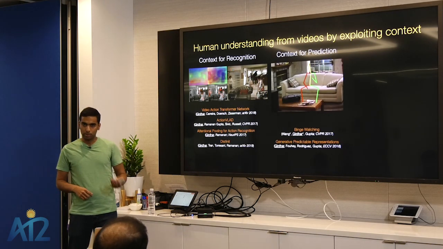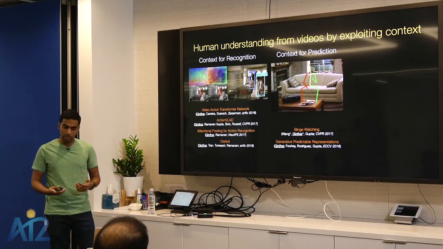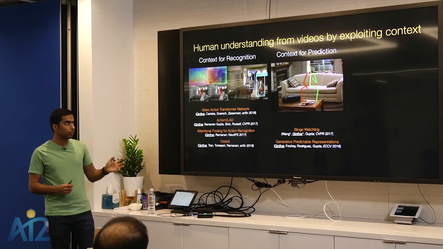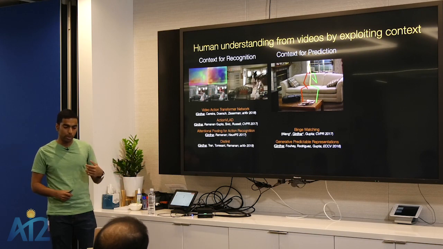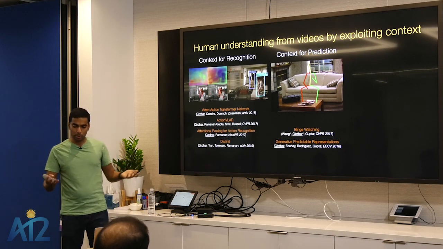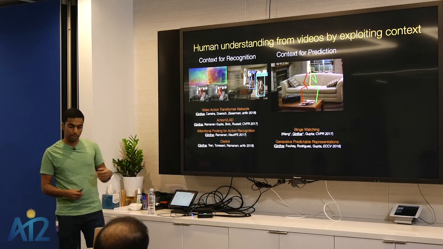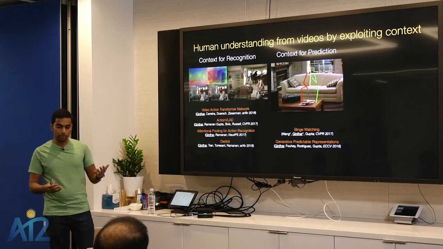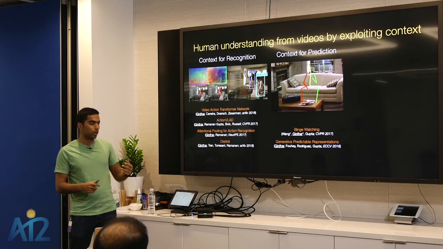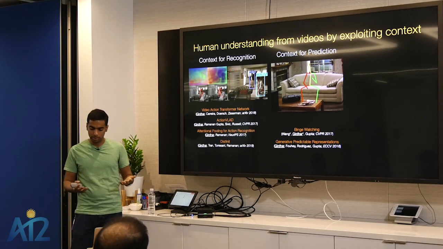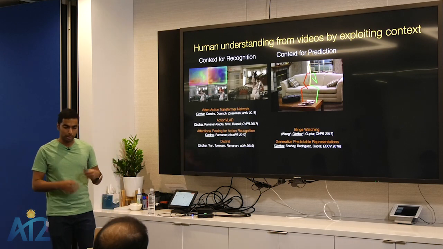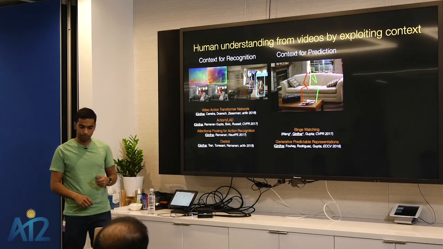Next, I'll try to take a step further and try to predict what can happen in an image. So in the first case, we were trying to recognize what we are actually seeing is happening in a video. In the second case, let's say I just give you an image of a scene with, let's say, a sofa in it. One can possibly predict that somebody can, for example, sit there, or if there's a hallway, somebody can walk there. So that's also known as affordance understanding from images, and that will be the second part of my talk.